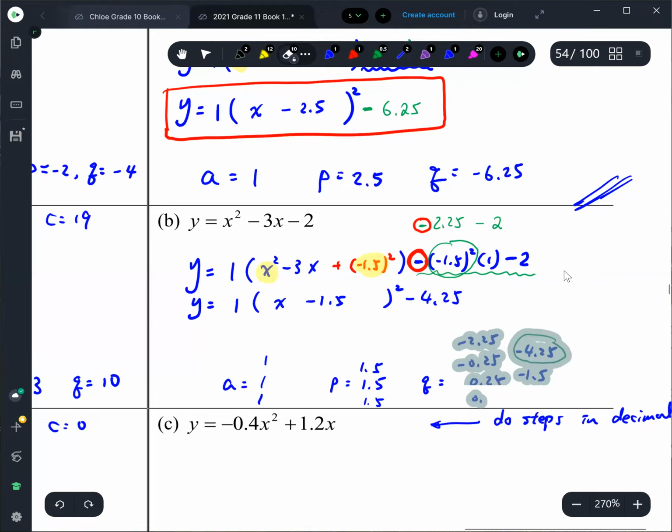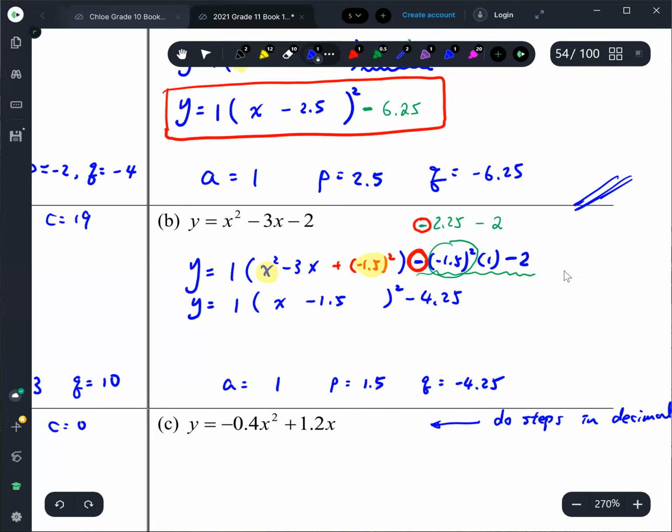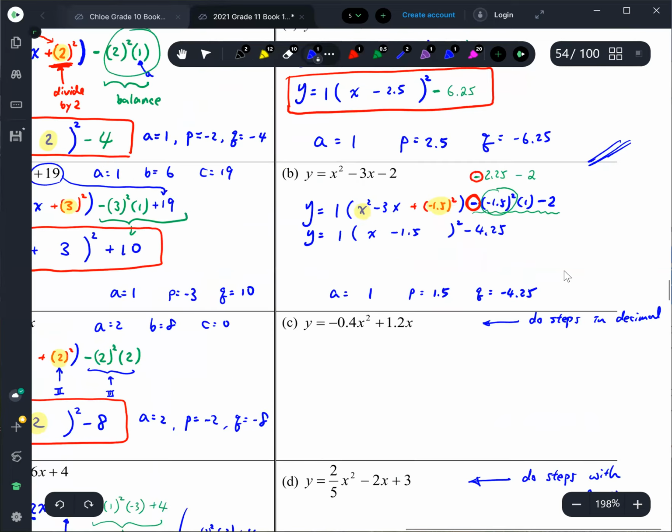Like I told you, the bad math. I think you guys can figure out the inside of the bracket, that's okay now for you. The green part is the part that's more trouble. Q is negative 4.25. Okay, let's do another one. See if this time we can all have the same answer.